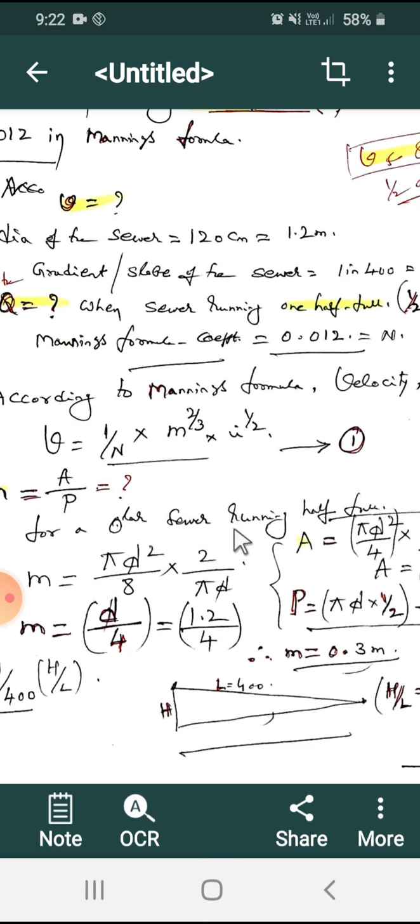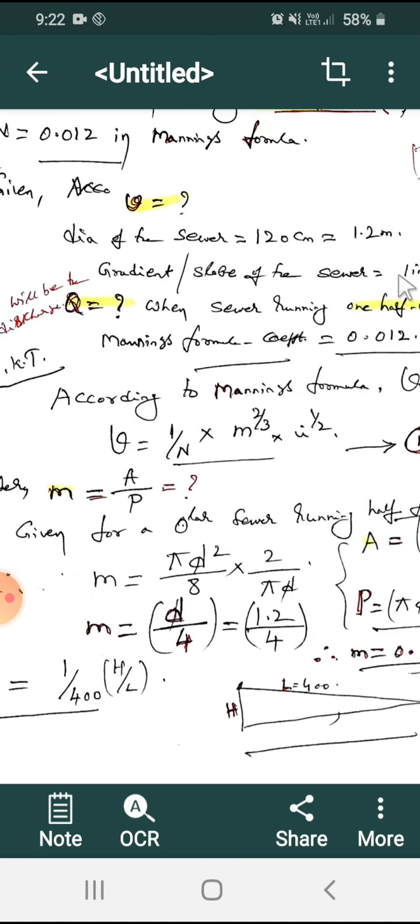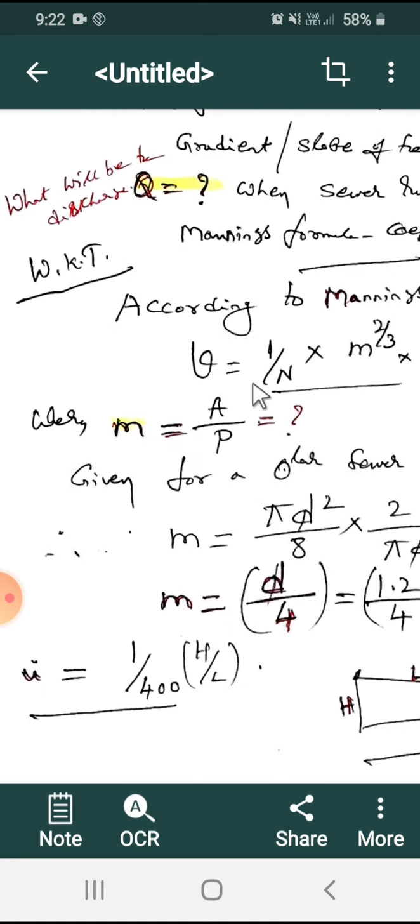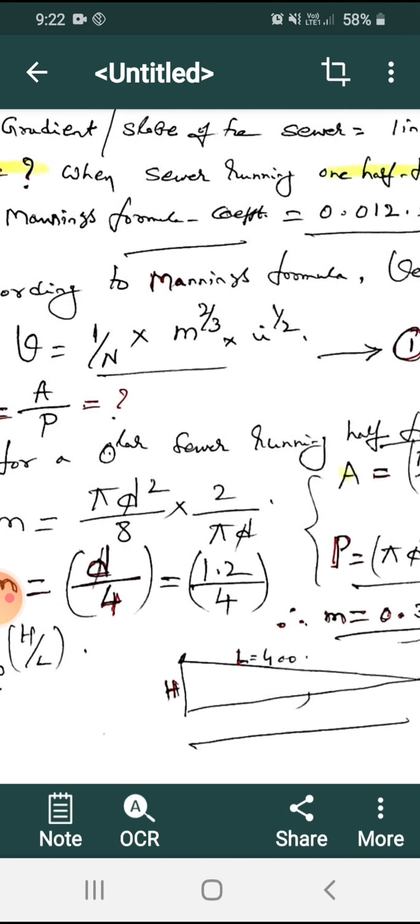Then what is I actually? Gradient. Gradient means the slope of the sewer, which is 1 in 400. What is the meaning of this? Here we have written clearly I is equal to 1 in 400, means 1 by 400. 1 is vertical and 400 is horizontal, because it is a slope. 400 is the length of the sewer and h is the depth of the sewer.